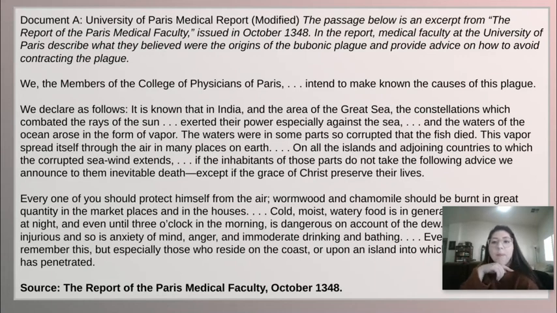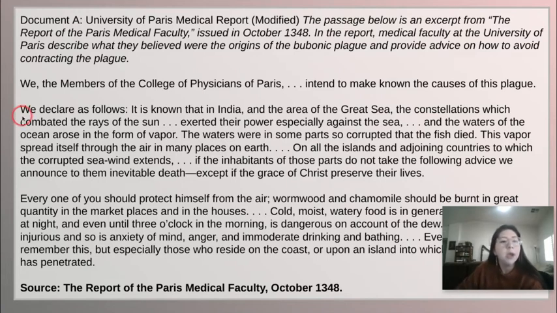In the report, the medical faculty at the University of Paris describe what they believe were the origins of the bubonic plague and provide advice on how to avoid contracting the plague. So they're going to tell us how the bubonic plague started and provide advice on how to avoid getting it. Remember, this plague killed millions in Europe at the time. So they were very worried about finding some way to stop it from spreading and to help people.